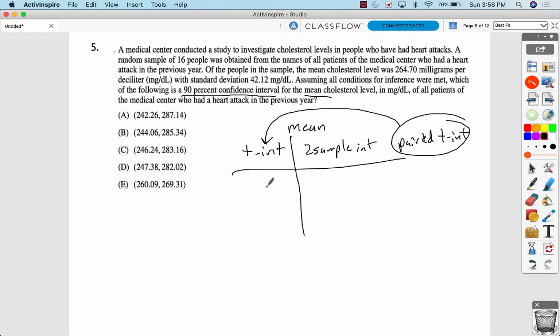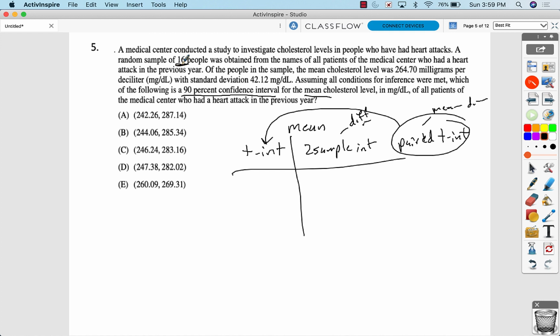Okay, so I'm looking. Do we have one sample or do we have two samples? I already know it's probably going to be one sample because it didn't say for the difference in means, or the mean difference. If it was a two sample, it would have said the difference in means. If it was a paired, it would have said, let's estimate the mean difference. We're just doing the mean. So this is just going to be a t-int.